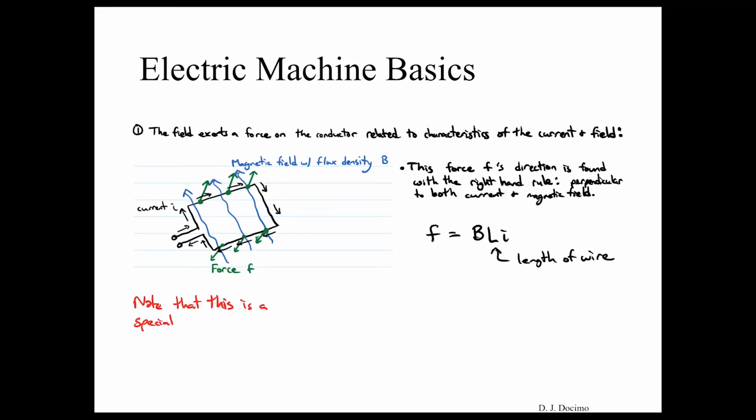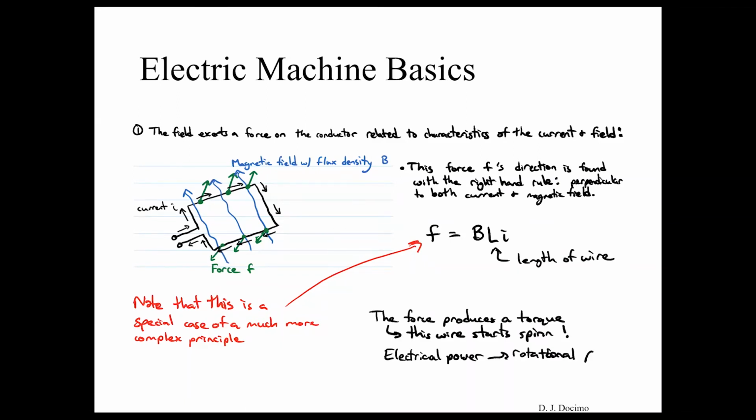And note that this is actually a really special case of a much more complex phenomenon and principle. But I just want to go over the simple case here. So this force ends up producing a torque, so this wire will start to spin. And then pretty much what's happening here is that we're taking electrical power from that current and that magnetic field, or really the current mainly, and creating rotational power out of this system. So that's the first principle.